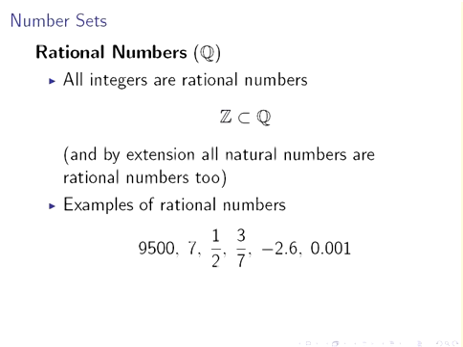All integers are rational numbers. Similar to the previous statement about all natural numbers being integers, all integers are rational numbers. So Z is a subset of Q. Also, N would be a subset of Q, because N is a subset of Z. Here are some examples of rational numbers: 9,500, 7, a half, 3 over 7, -2.6, which could be written as -26 divided by 10, and 0.001. Those are all rational numbers.